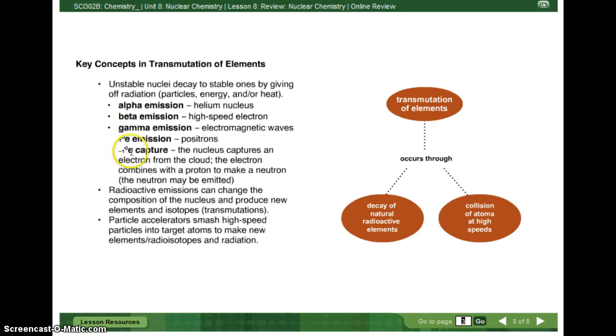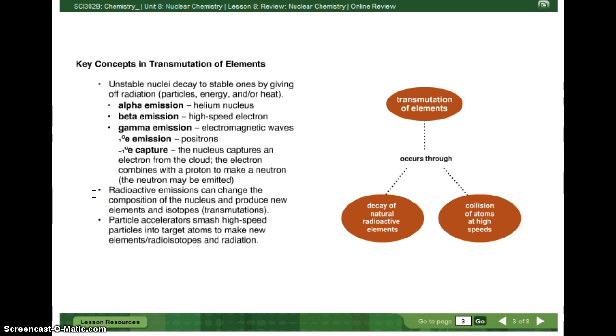If you have the negative 0 electron capture, that stands for the electron. The nucleus captures an electron from the cloud. The electron combines with the proton to make a neutron. The neutron may be emitted. Remember, this high-speed electron did not come from the orbitals. It came from breaking apart in the nucleus.